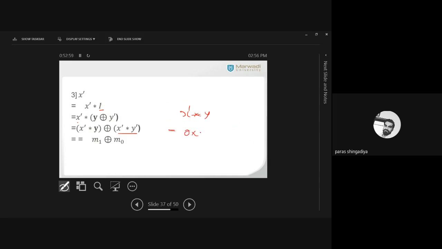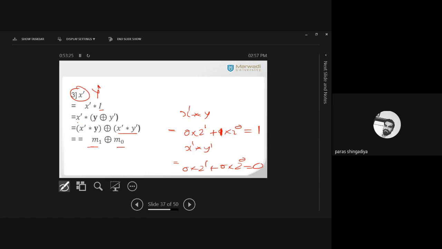That is 0 into 2 raised to 1 plus 1 into 2 raised to 0. So that will be 1. और x dash star y dash का आंसर क्या होगा? That is 0 into 2 raised to 1 plus 0 into 2 raised to 0. So that will be 0. So that you will get m1 ring sum m0. Okay. Similarly, you can check the answer for y dash.